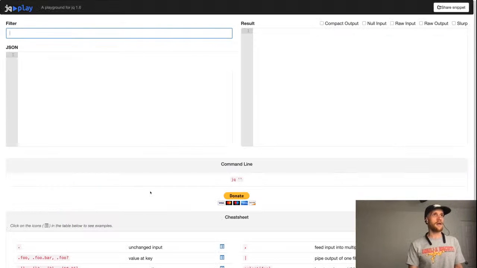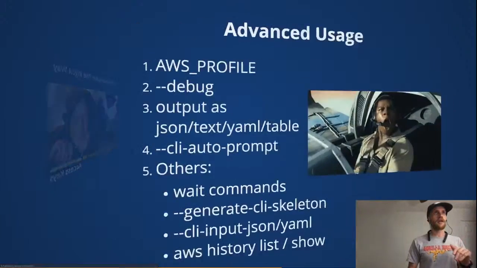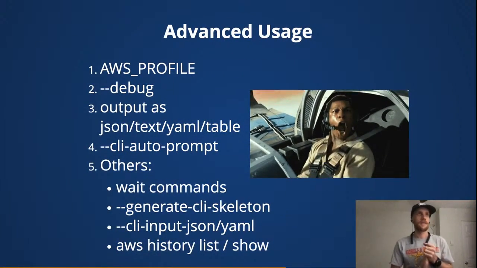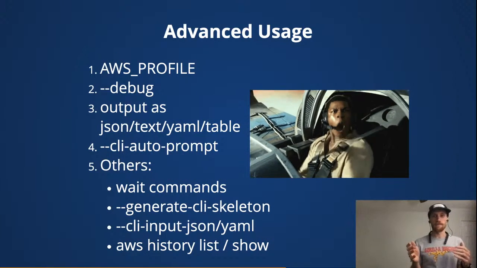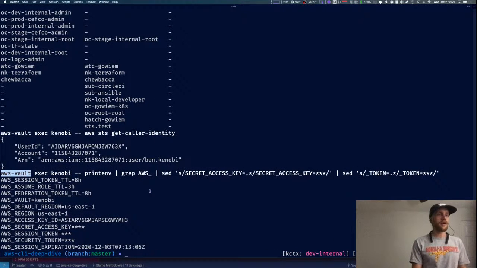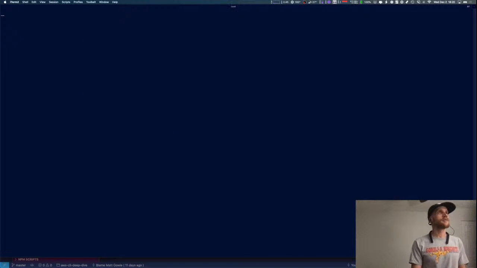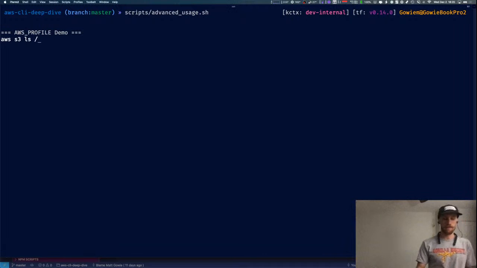So we've talked about authentication. Let's talk about some advanced usage patterns. The main one we'll talk about is AWS Profile. We'll jump into another script. I'm going to hop back and forth here a bunch. Clear this terminal, and we'll invoke our advanced usage script. So we have our AWS Profile.